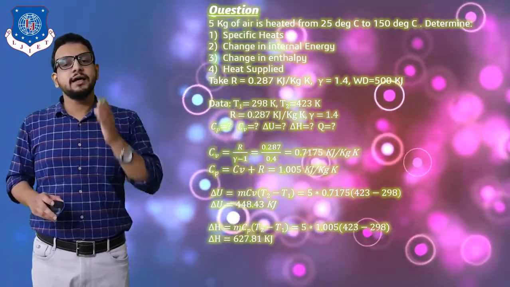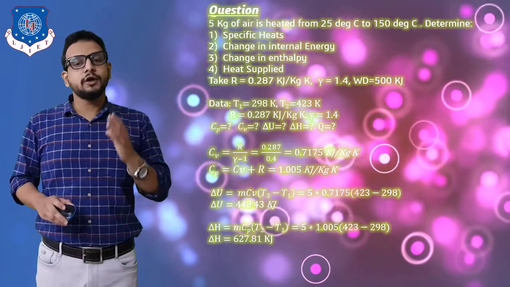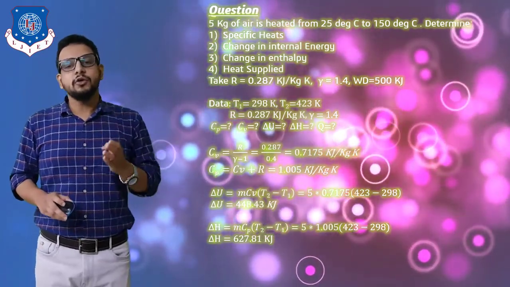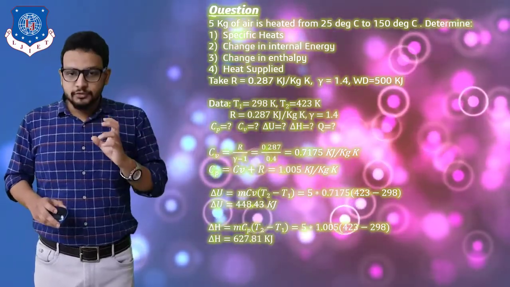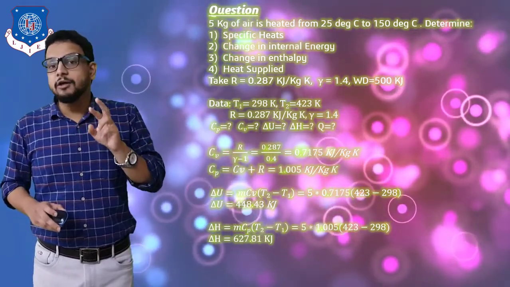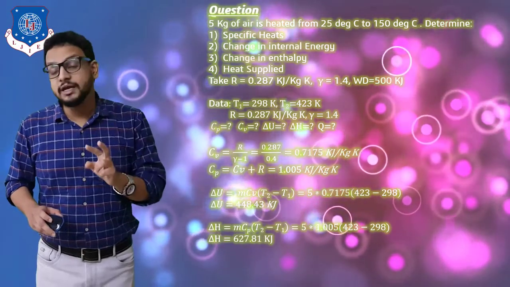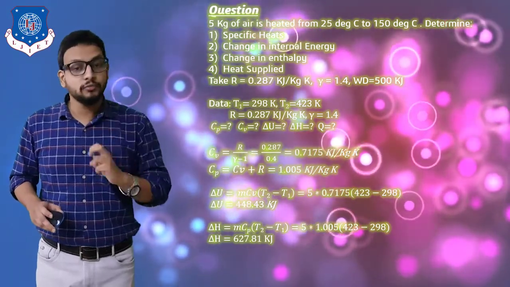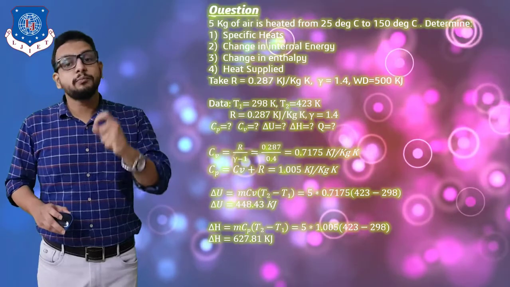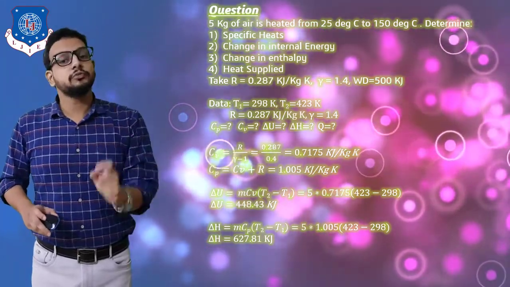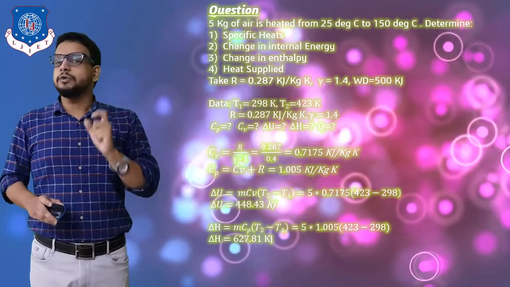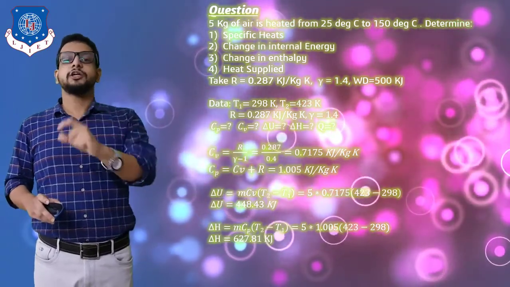So we get delta U is equal to 448.43 kilojoule. Now how did we get the unit of kilojoule? You have to see that the value of Cv, the specific heat capacity at constant volume, is in kilojoule per kg Kelvin. So the answer for internal energy will also be in kilojoule. Over here the unit is most important, you need to mention the unit.